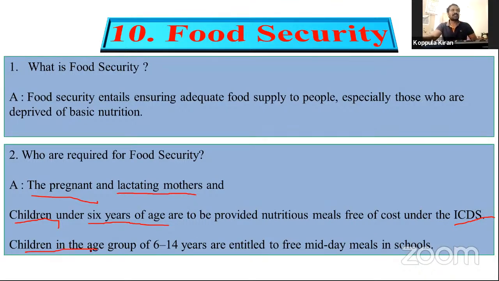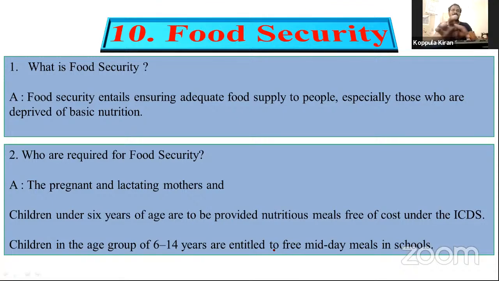Okay, next, children in the age group of 6 to 14. Children below 6 years are not yet able to attend classes. The next group, 6 to 14 years, is entitled to free midday meals. Midday meals are available at school level, for example in our government schools, first class to 10th class. These students require food security.